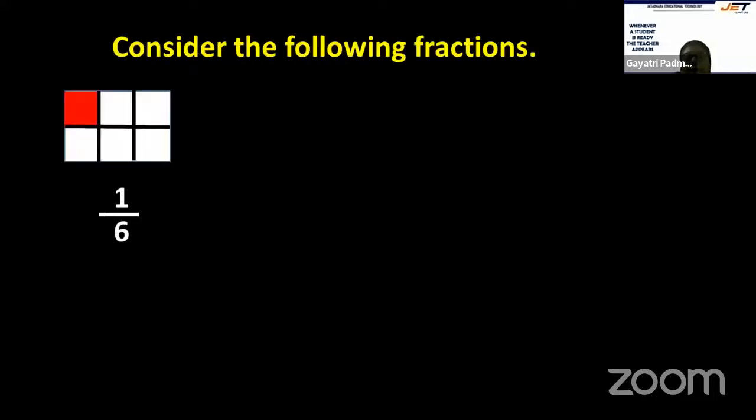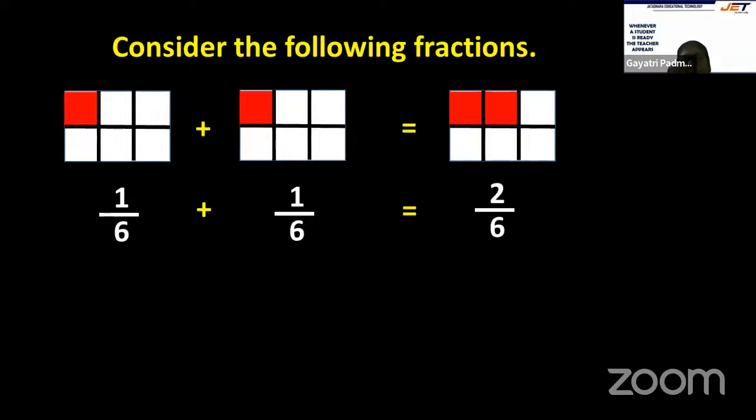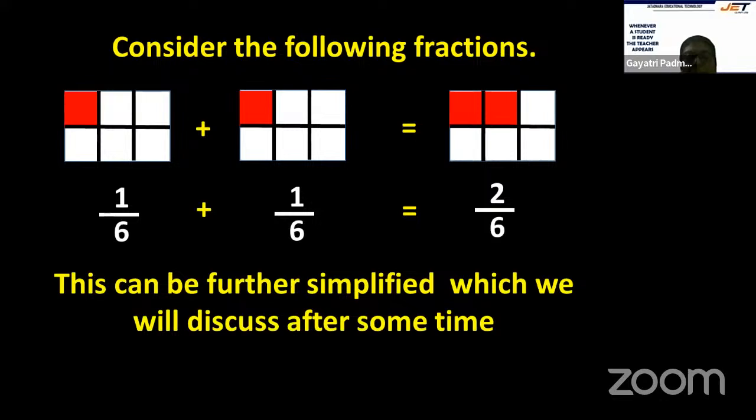Now let us add fractions. Consider the following fractions. 1 by 6 plus 1 by 6 is equal to what? If your denominators are the same, you don't have to worry. You can just put the denominator and add the numerators. So here also the denominators are the same, so you just add the numerators. So 2 by 6 can be further simplified to 1 by 3.